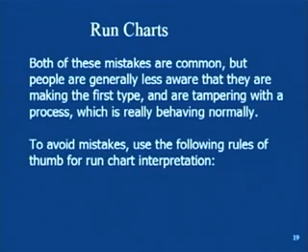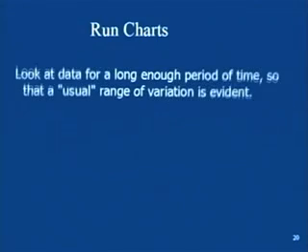To avoid such mistakes, use the following rules of thumb for run chart interpretation. The first rule of thumb is to look at the data for a long enough period of time, so that the usual range of variation is evident. Never conclude by collecting very few data and taking the wrong decision. First let the process go and take sufficient observations, then conclude.